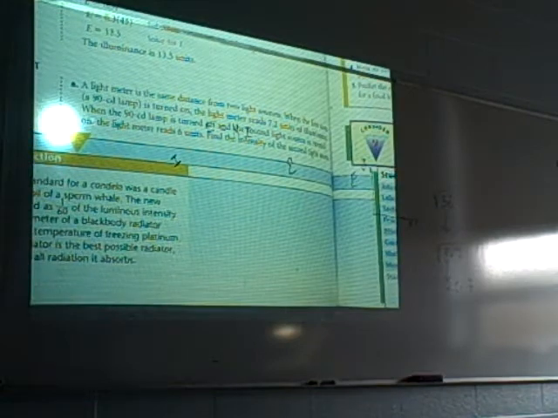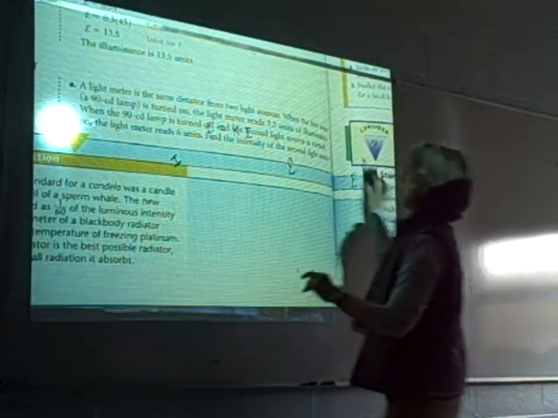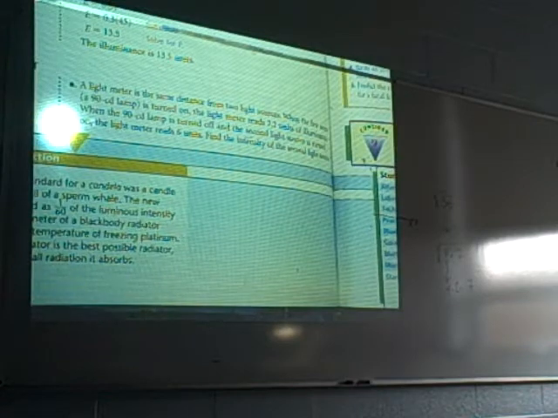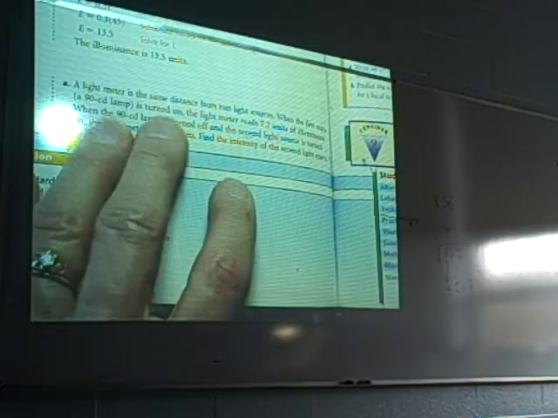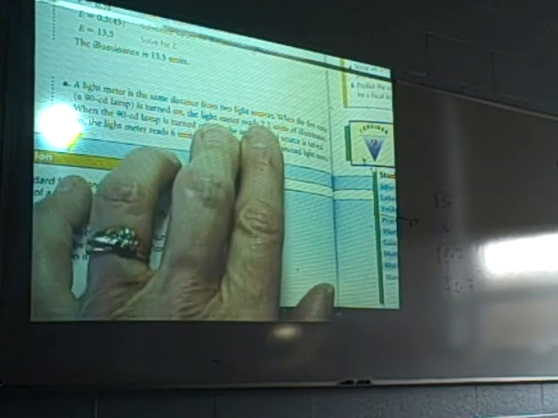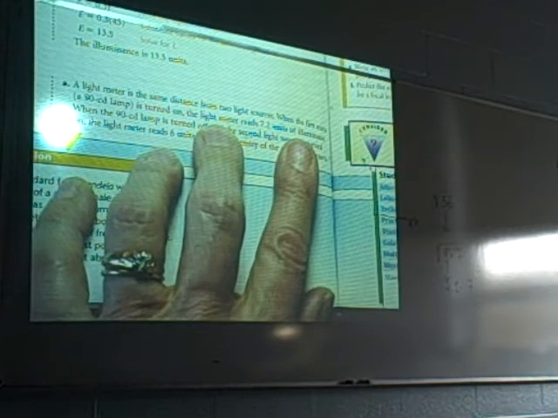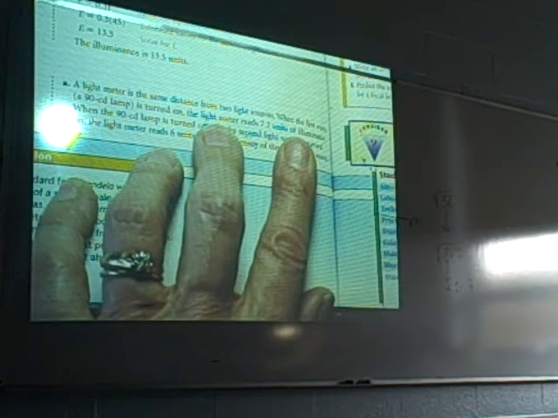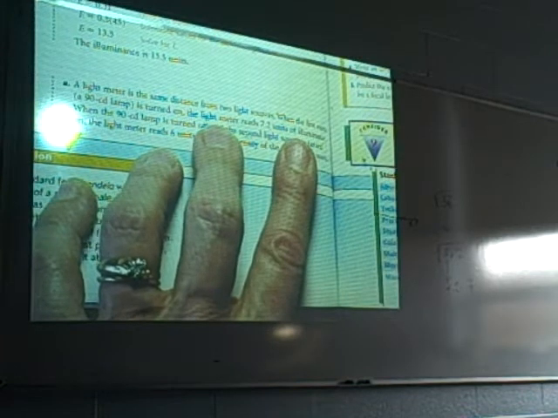Okay? So a light meter is the same distance from two light sources. This is the Try It on the bottom of the page, page 460. When the first source of a 90 CD lamp is turned on, the light meter reads 7.2 units of illuminance. Okay, so what is dependent on what? The illuminance is dependent on the intensity, and the intensity is measured in CD.